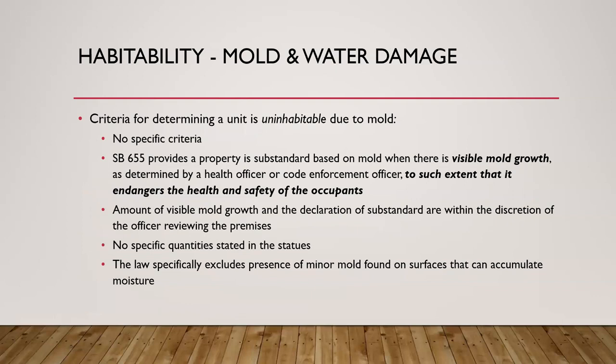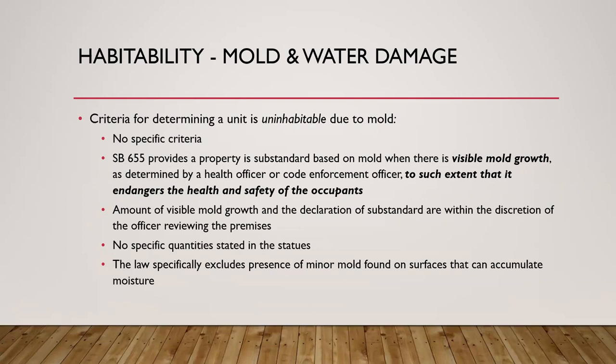Criteria for determining a unit is uninhabitable due to mold. Technically, there is no specific criteria. SB 655 provides a property is substandard based on mold when there is visible mold growth, as determined by a health officer or code enforcement officer, to such extent that it endangers the health and safety of the occupants.